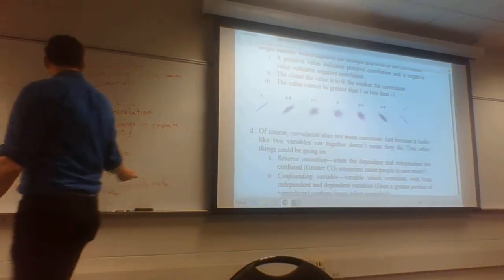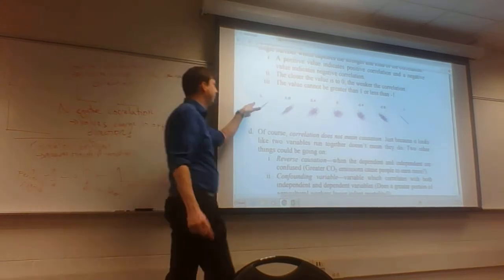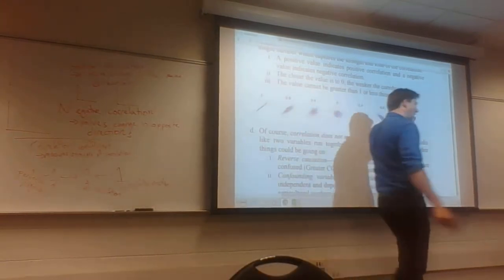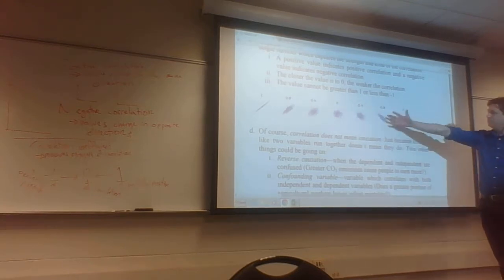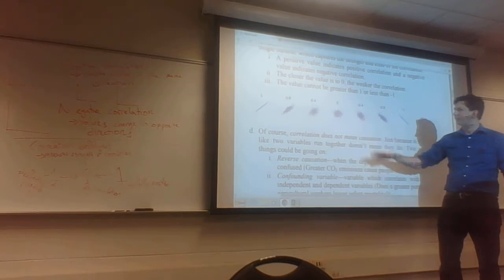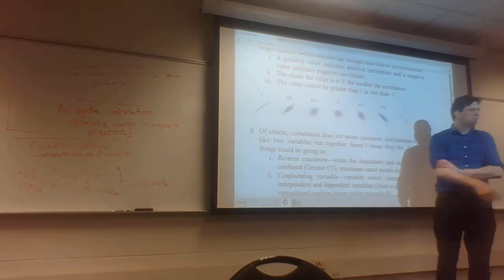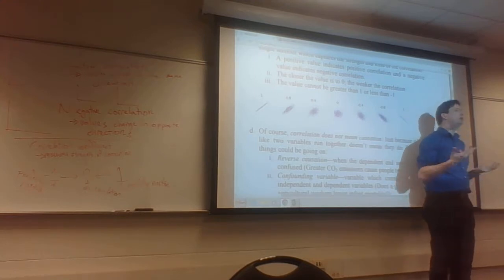I tried to do this on the number line. Here the one is on the left, the negative one is on the right. It's the same idea. 0.8 is pretty strong correlation. 0.4, it's kind of weak. 0, obviously nothing's going on. Don't be too wrapped up in the idea of it being exactly 0.